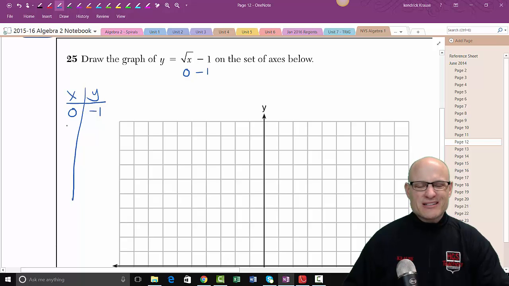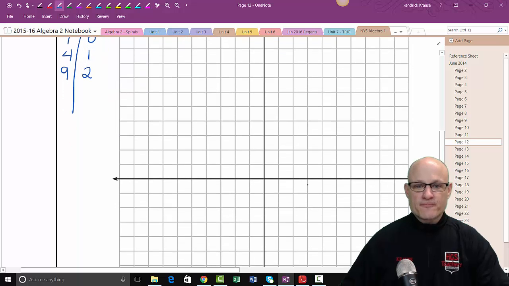So I can plot that point. I can go 1. Oh wait, yeah, I do know the square root of 1. The square root of 1 is 1. 1 minus 1 is 0. I can plot that point. 2, that's not going to work. 3, that's not going to work. 4, I can take the square root of 4. Square root of 4 is 2. 2 minus 1 is 1. So that's (4, 1). And 5, no. 6, no. 7, no. 8, no. 9, I can take the square root of 9, and the square root of 9 is 3. And 3 minus 1 is 2. And if I come over here and I just plot these points, (0, -1), (1, 0), (4, 1), and (9, 2).